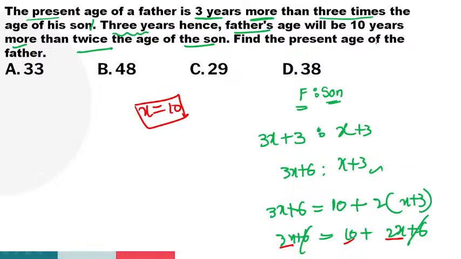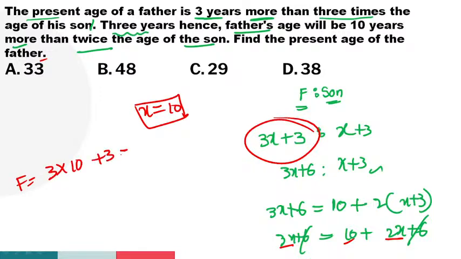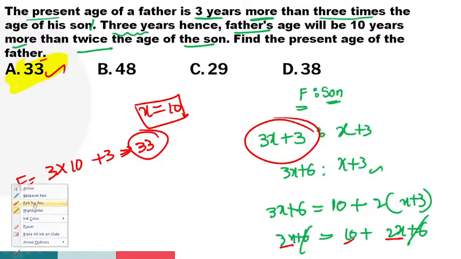We have to find out the present age of the father. So father is how many parts here, 3x plus 3. Then 3 into x value, 10 years, plus 3. So 3 tens are 30, 30 plus 3 is 33 years. So that's why option A is the right answer guys. Option A is the right. Clear and all of you? Any doubts regarding this problem?